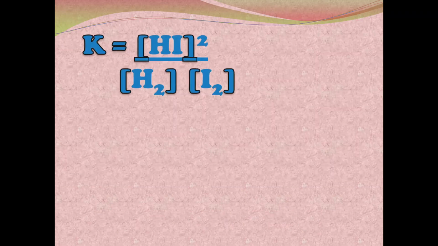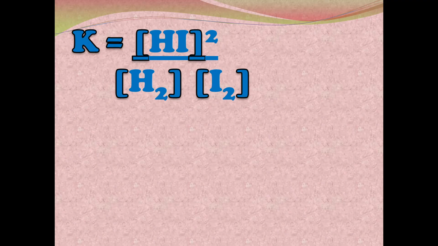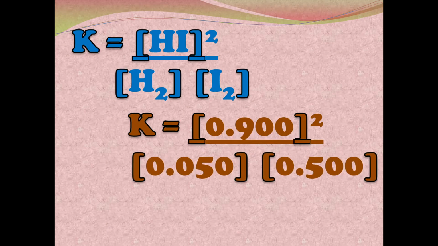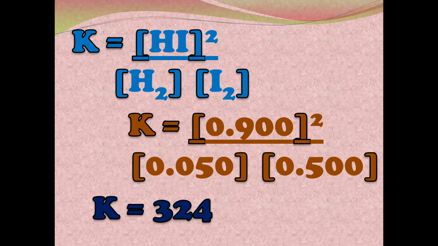So K is HI squared. Again, we have to make sure we use that coefficient. Divided by H2 times I2. It's 0.9 squared divided by 0.05 times 0.05. My K is 324. This is a pretty decent reaction. You put hydrogen in with iodine, and it makes HI fairly readily.